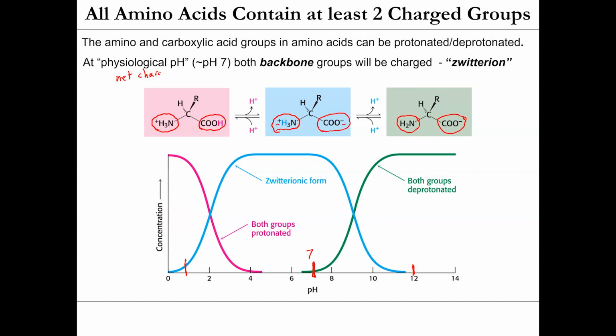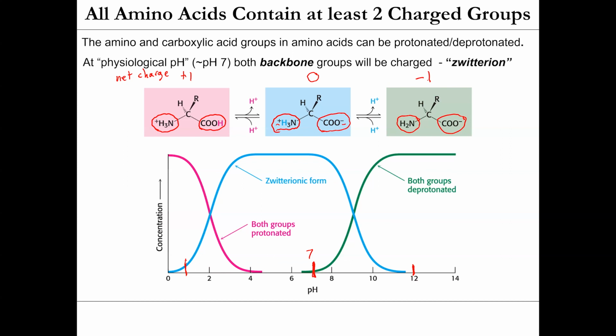So at pH 1, it's going to have a net charge of positive 1. At physiological pH, pH 7, it's going to have a 0 net charge because those positive and negative charges are going to cancel each other out. And at a higher pH, like pH 12, it's going to have a net negative charge because it just carries the negative charge from that carboxylic acid group.